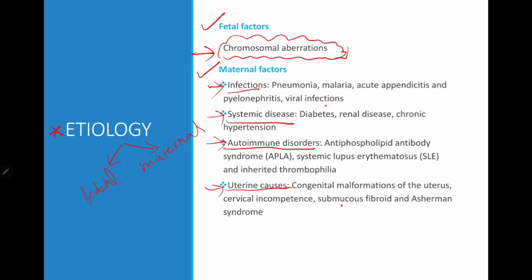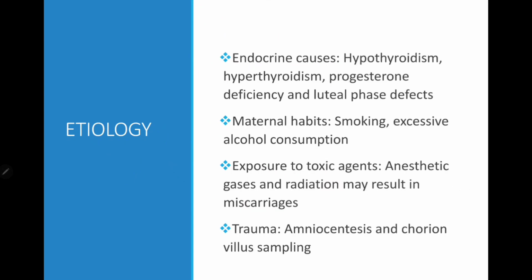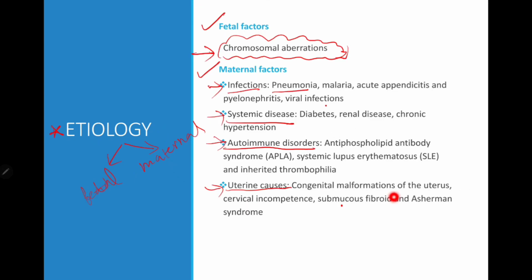Next, moving on to systemic disease. Under systemic disease, we have diabetes, renal disease and chronic hypertension. So under infection we have pneumonia, malaria, acute appendicitis, pyelonephritis and viral infections. In systemic disease we have diabetes, renal disease, chronic hypertension. All these are systemic diseases.